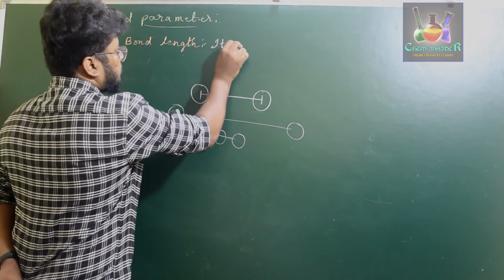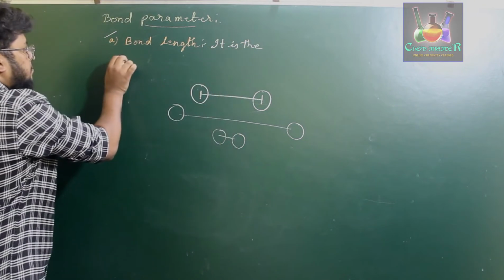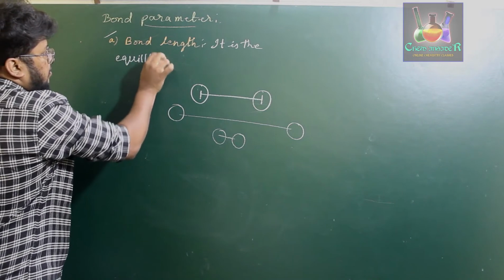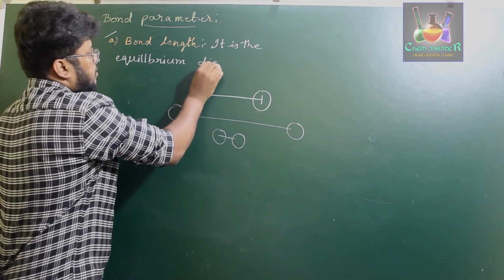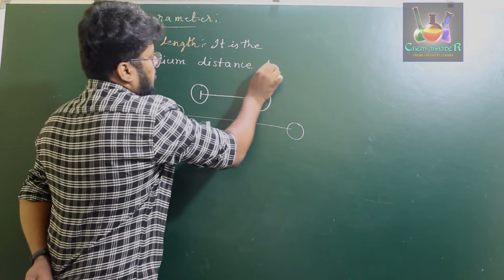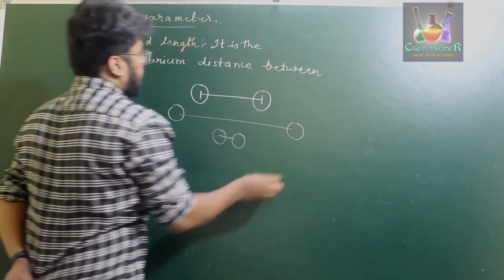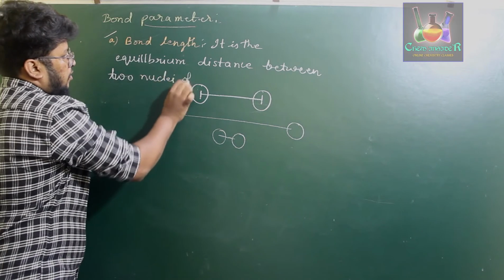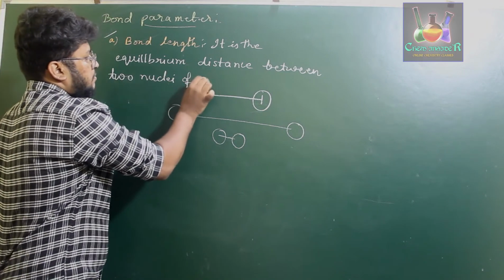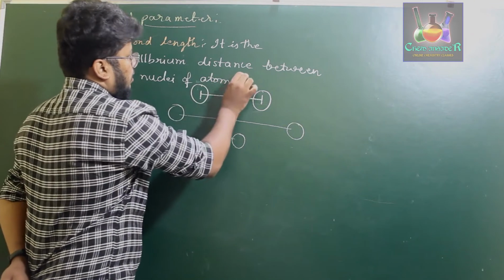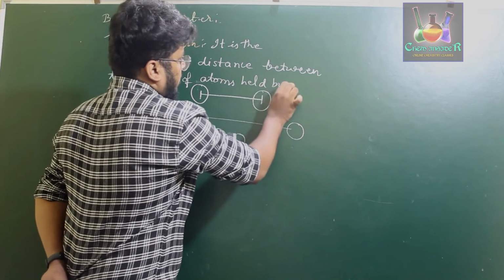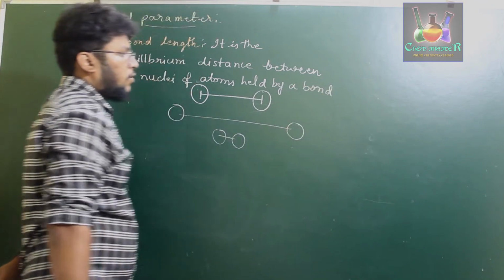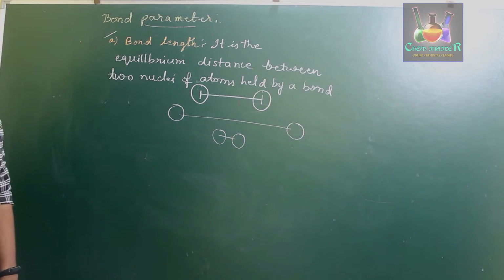It is the equilibrium distance between two nuclei of atoms held by a bond. The bond may be covalent or electrovalent, it doesn't matter. So bond length is the equilibrium distance between two nuclei of atoms held by a bond.